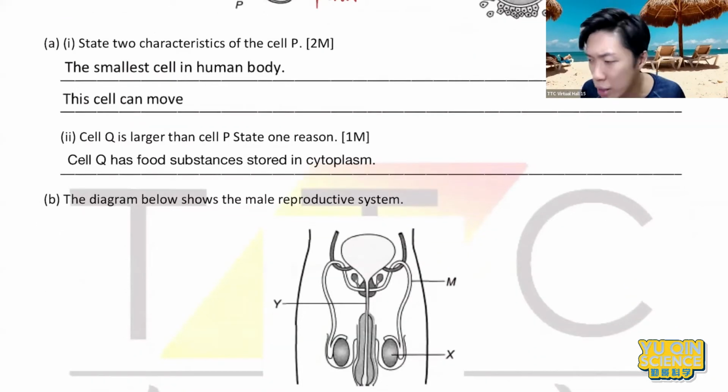I would say this is a little bit out from what your textbook has to teach you. So cell Q has food substances. That's why it's big. Sperm doesn't have that. Sperm only has enough energy just to swim and find the ovum. That's it. The rest of the story depends on the ovum. The ovum has to supply food and start growing with the sperm into a zygote and into an embryo.